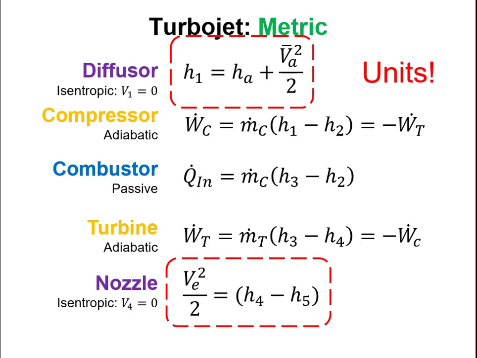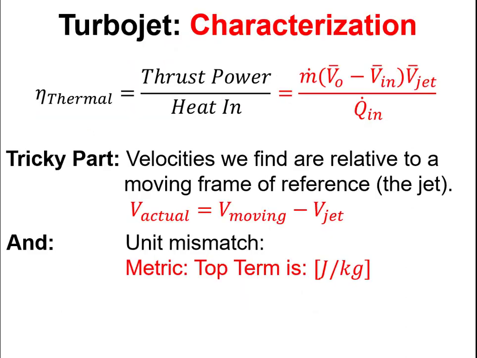Now, usually in thermodynamics, we neglect the change in the kinetic energy. But in this case, we're going to assume that the kinetic energy inside the engine at state 1 and at state 4 is negligible, but that the kinetic energy or the velocity term outside the engine at state A and state 5 or E, that those kinetic energy terms are important. So we won't set those to 0.